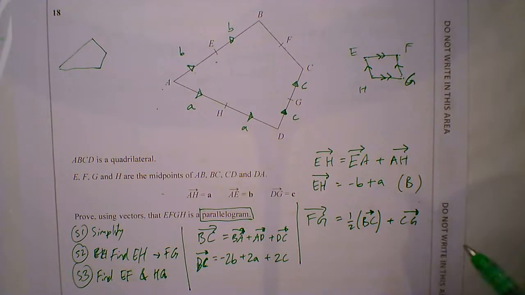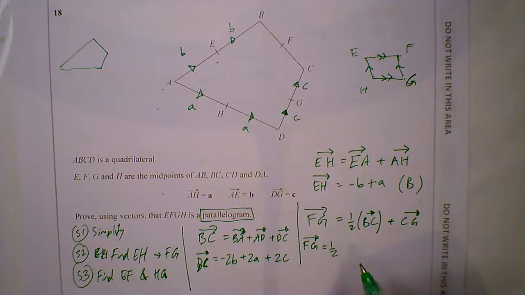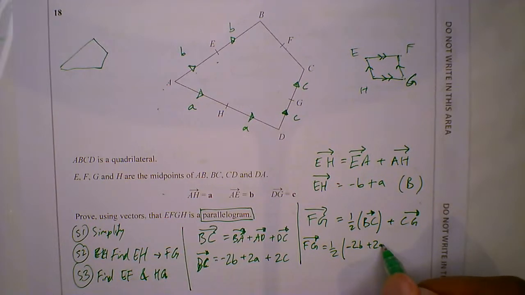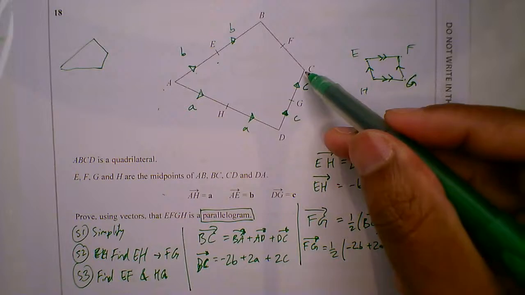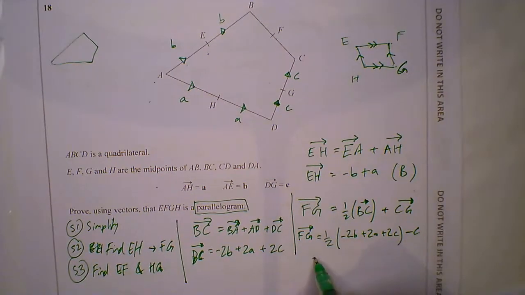Okay, so now I can replace this information. FG equals half of all of this, minus 2B plus 2A plus 2C. And C to G is going backwards, so it's minus C. Half of minus 2B is just minus B.